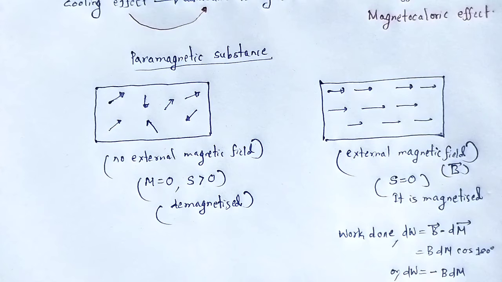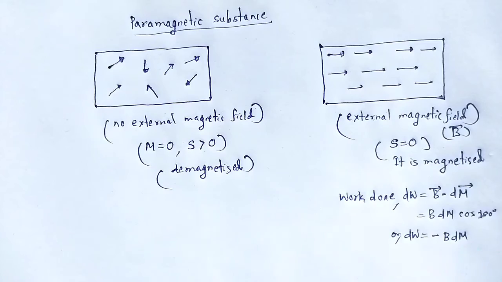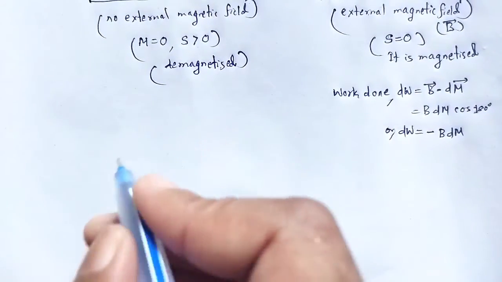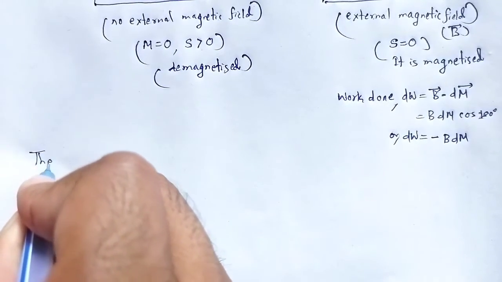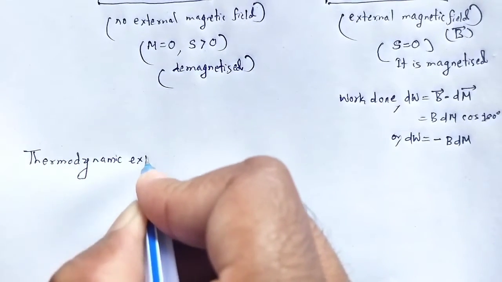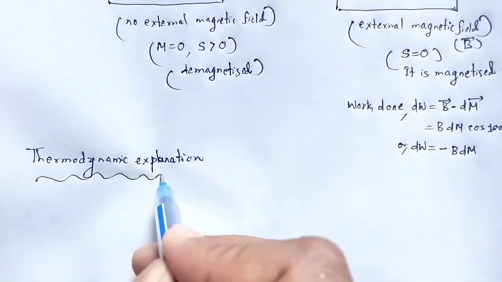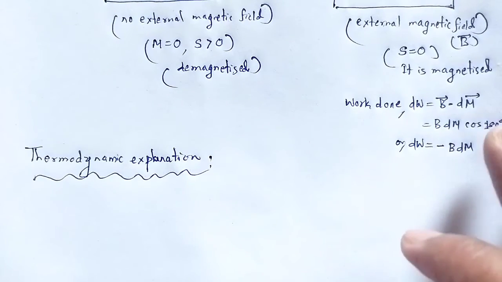Let us take a thermodynamical explanation of the process of cooling due to adiabatic demagnetization. How is cooling found out from adiabatic demagnetization? So, the thermodynamic explanation for cooling due to adiabatic demagnetization.